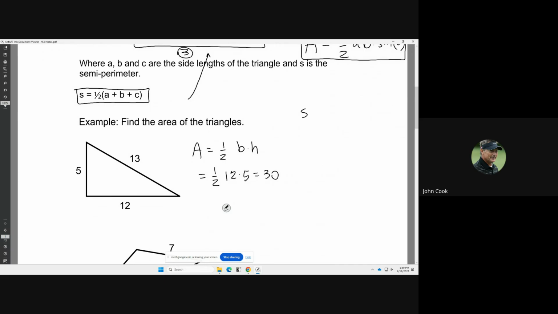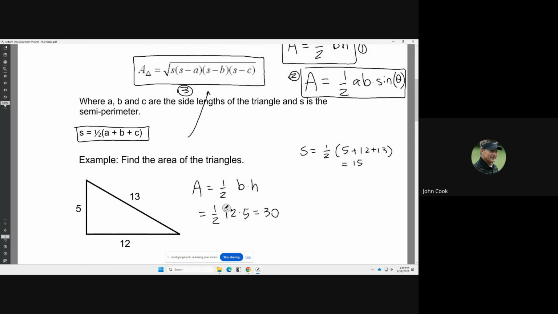So first we find the semi-perimeter. So that's going to be 1/2 of all the sides added up. So 5 and 12 and 13. So 5 and 12 is 17. 17 plus 13 is 30. 30 divided by 2 is 15. So the semi-perimeter is going to be equal to 15. Okay, and then from there we just plug in 15 here, here, and here. And then for the side lengths, we plug those in here, here, and here.